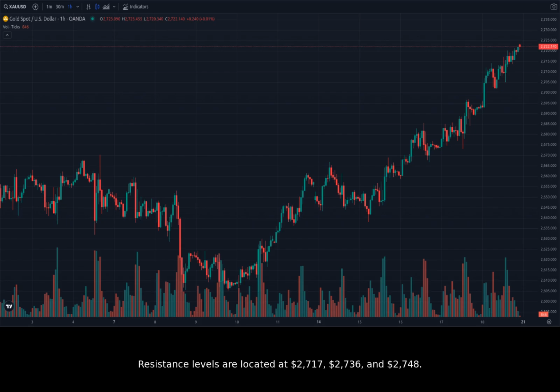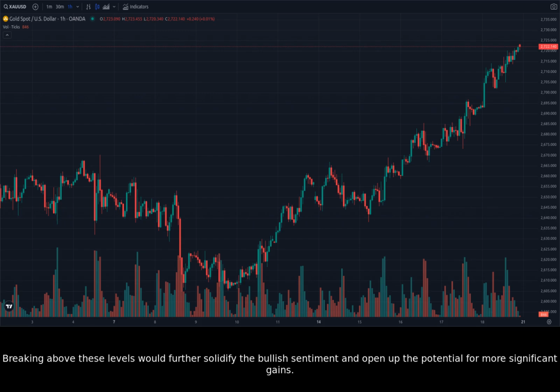$2,717, $2,736, and $2,748. Breaking above these levels would further solidify the bullish sentiment and open up the potential for more significant gains.